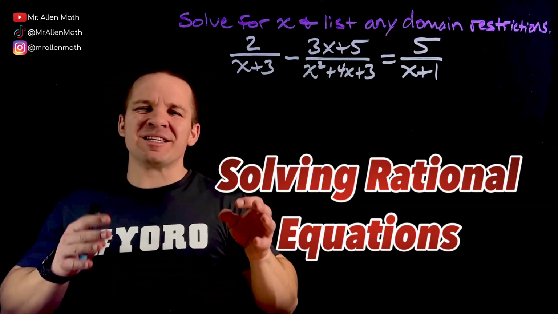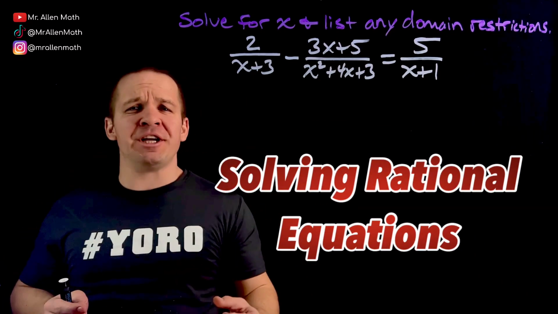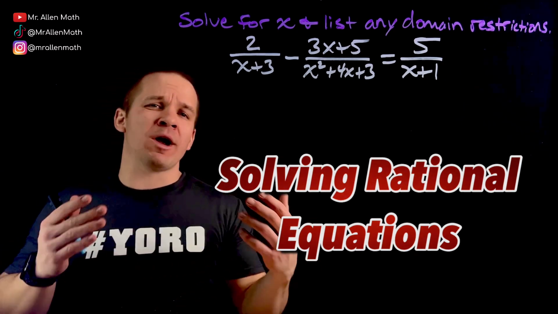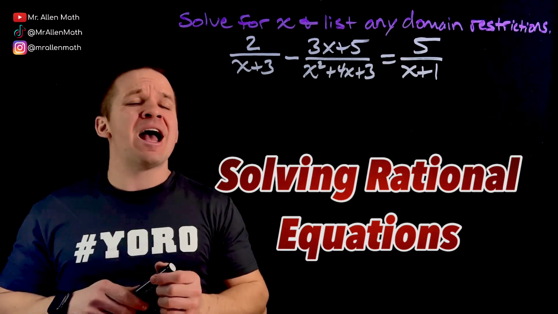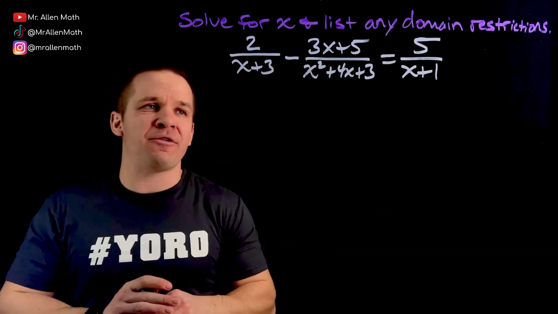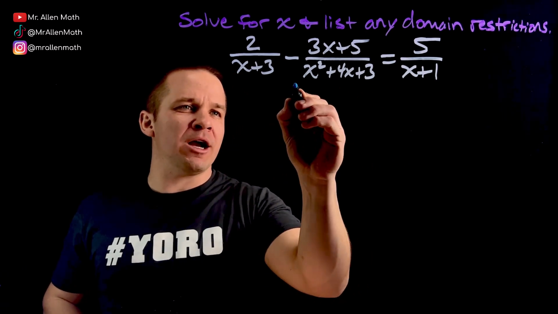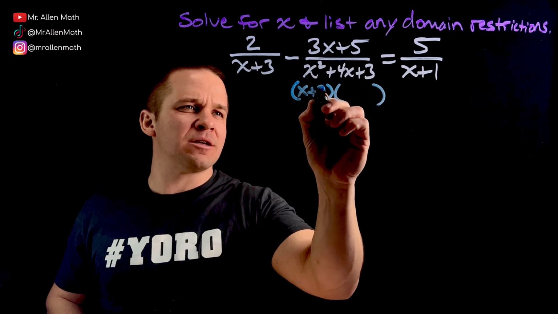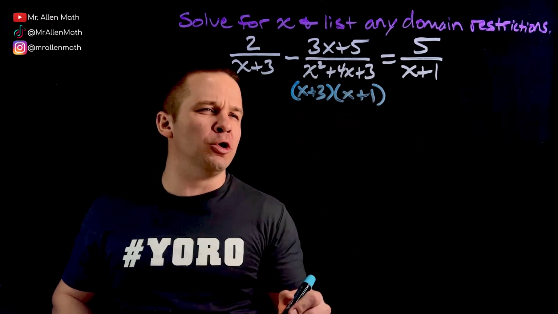We're about to solve this rational equation and list any domain restrictions. The first step when solving rational equations like this one is to factor any denominator that has not yet been factored or can be factored, which would be this one right here. What multiplies to 3 and adds to 4? That's going to be x plus 3, x plus 1.